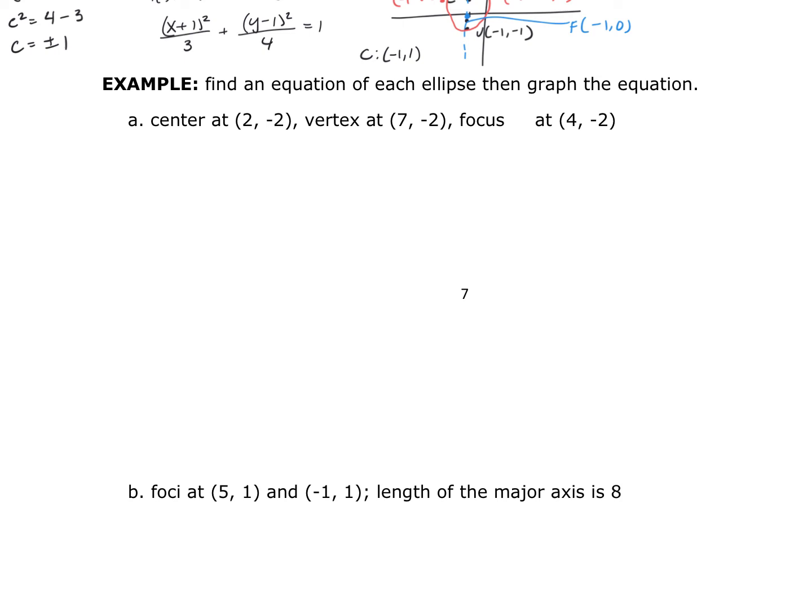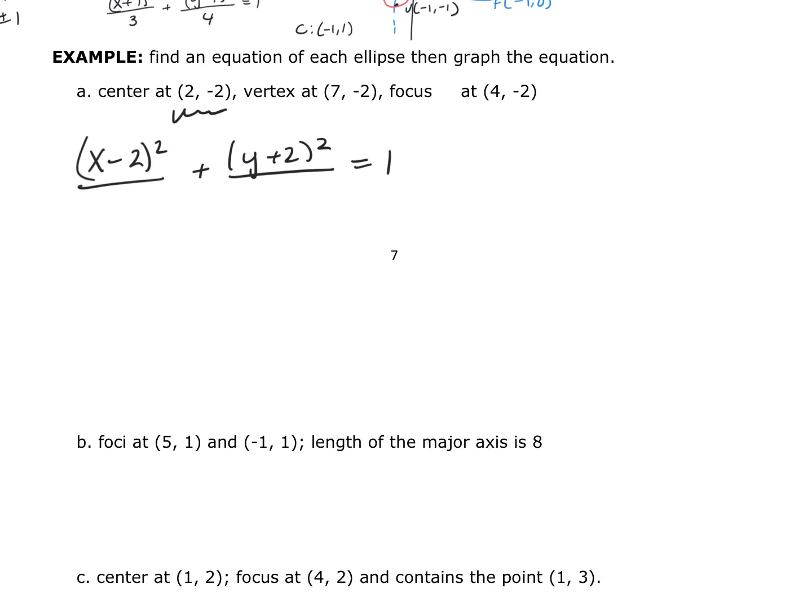So for these, we're going to find the equation with the given information and then graph the equation. So the center is 2, -2. So we know that this is x minus 2, the quantity squared over something, plus y plus 2, the quantity squared over something, is equal to 1. So I'm going to start the graphing part first so I know my orientation. My center is 2, -2. So here's where my center is.